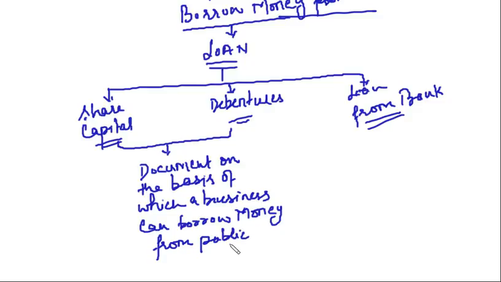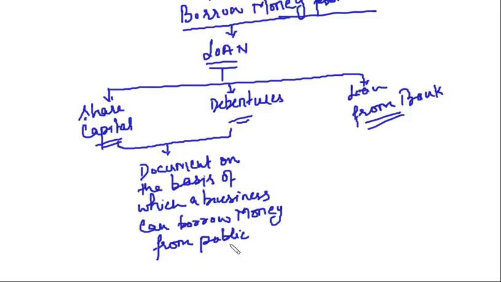We issue this document to the people who have surplus money. They are ready to invest in our business. They are ready to give us the money. We give them the document. Like you go to any shop, you buy some product, right? And they give you the receipt. Isn't it? You buy the product, you give them the money, they give you the receipt for the money paid. Isn't it? So share capital and debentures are like the receipt.